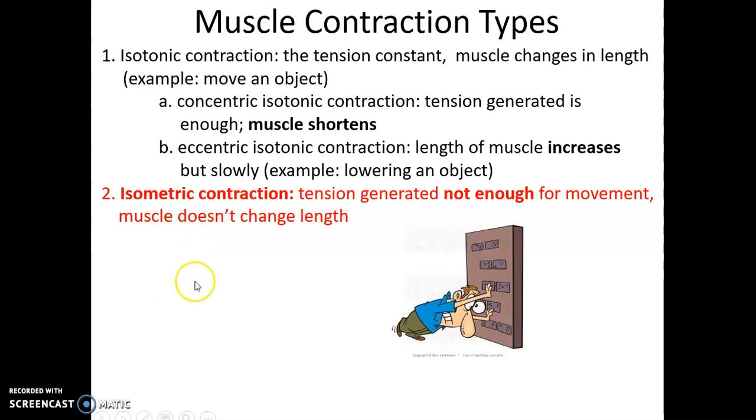And then there's isometric contractions. In isometric contractions, the generated tension is not enough to actually cause any sort of movement. The muscle doesn't change in length, but force and energy are being expended. So in this case, this person is pushing the wall. They're not moving the wall. Their muscles aren't changing in length, but they are using energy and generating force. Isometric contractions are a basis for a whole series of exercises, for example, the plank.